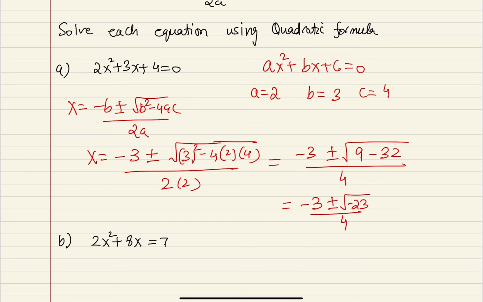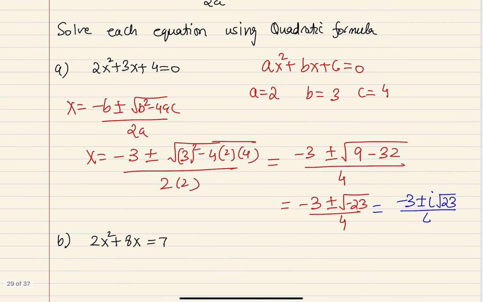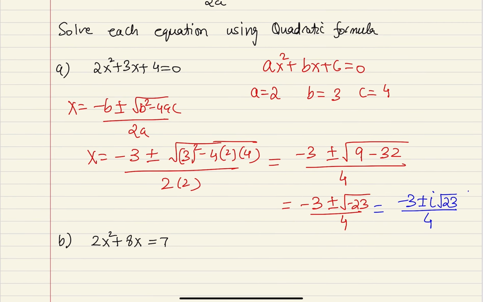Square root of 23 cannot be simplified anymore, but we can definitely pull the i out from the square root. It's negative 3 plus minus i square root of 23 divided by 4. And that's our solution. Two solutions, one with the positive sign and the other one with the negative sign.